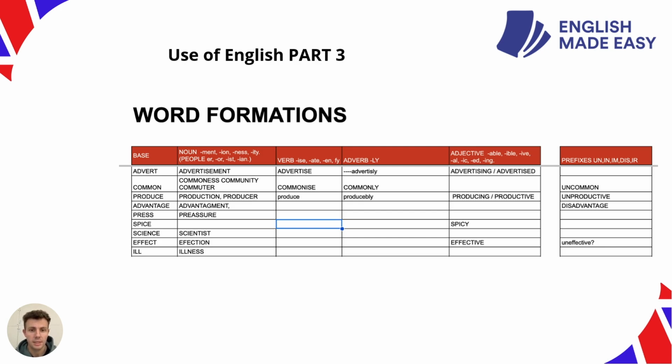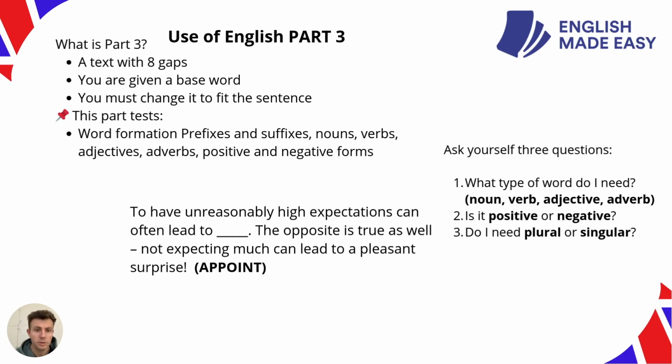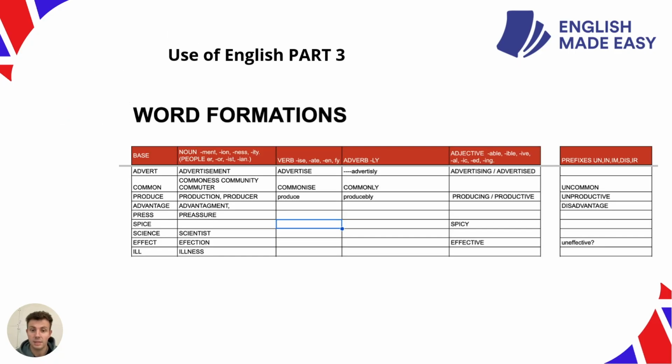Si no, bueno, resumen rápido. Te dan 8 huecos, todos así. Tienes que modificar en los 8 huecos la palabra base. En este caso es appoint y se cambia a disappointment. ¿Vale? Hay que cambiar la palabra sí o sí y esta es nuestra chuleta para que se haga de la mejor manera posible. So that's Use of English Part 3.